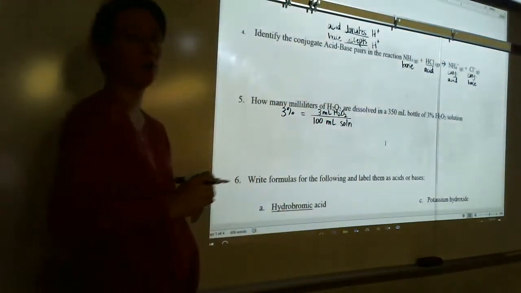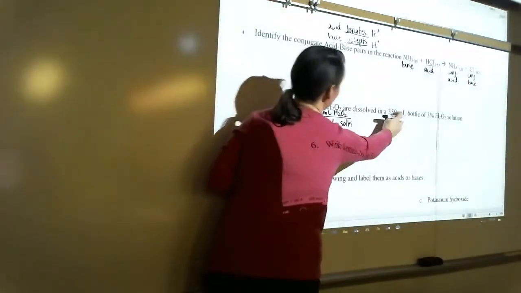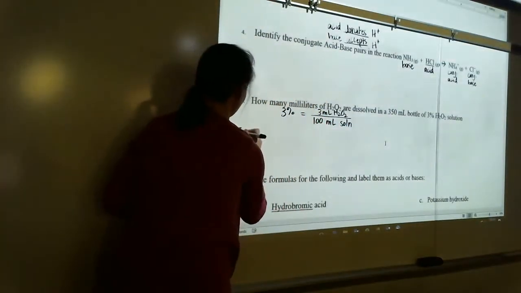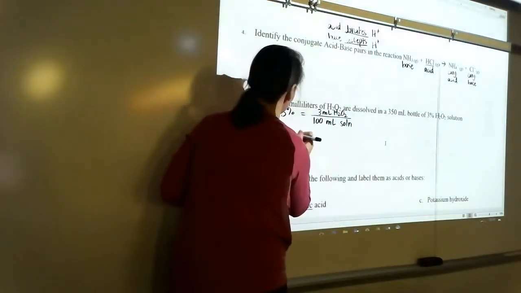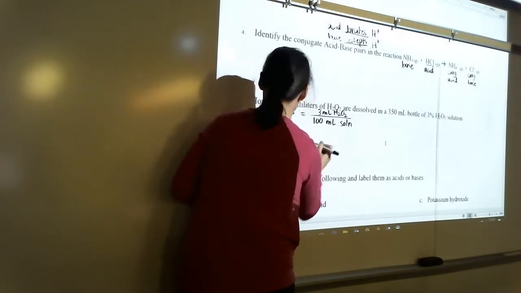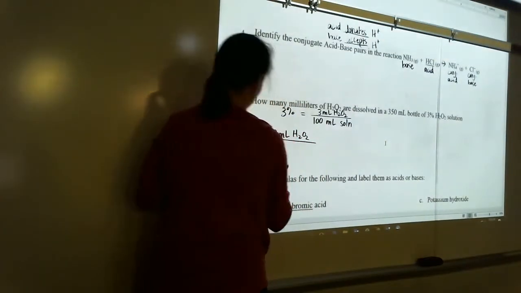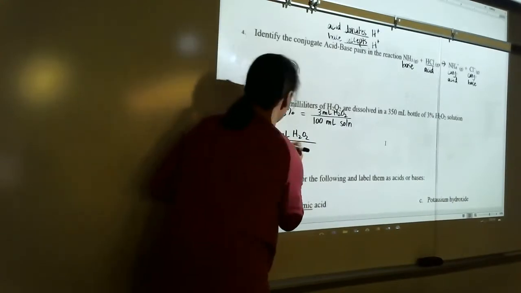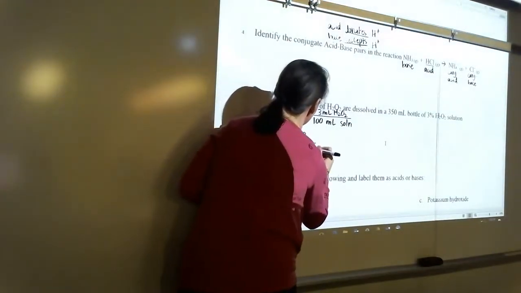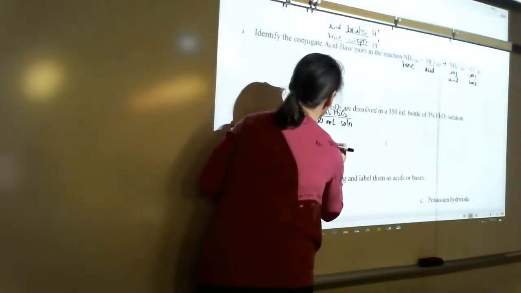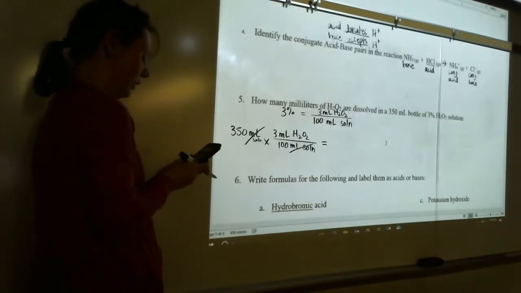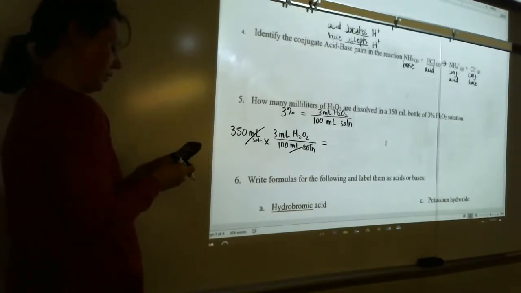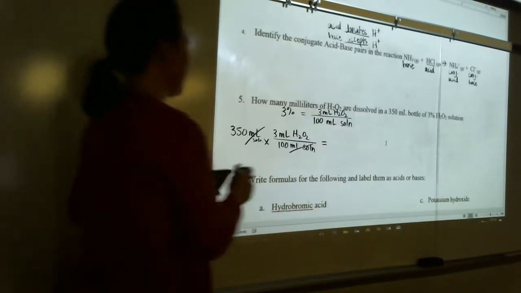So we can use that as a conversion factor, right? If it's a 350 milliliter bottle, 350 milliliter bottle times 3 mL H2O2, I should say 3 milliliter solution, right? So 350 milliliters of solution over 100 milliliters solution, right? Milliliters of solution cancel. Does everyone see how we set that up? We're using the fact that it's 3% as a conversion factor. So 350 times 3 divided by 100 is 10.5.